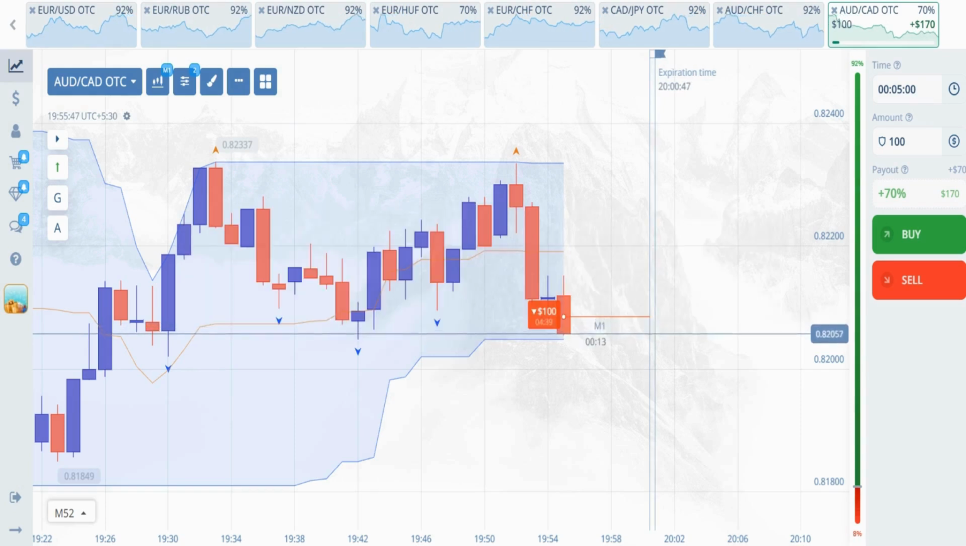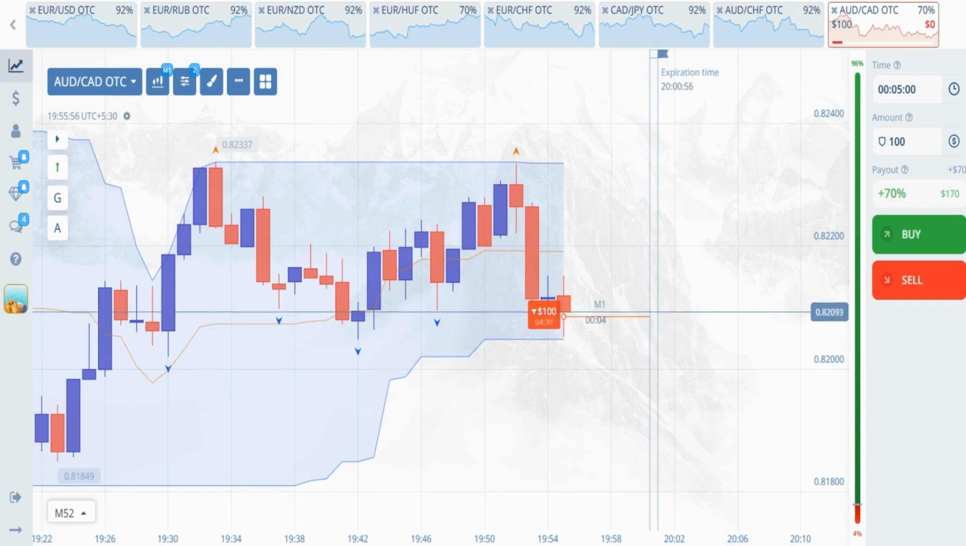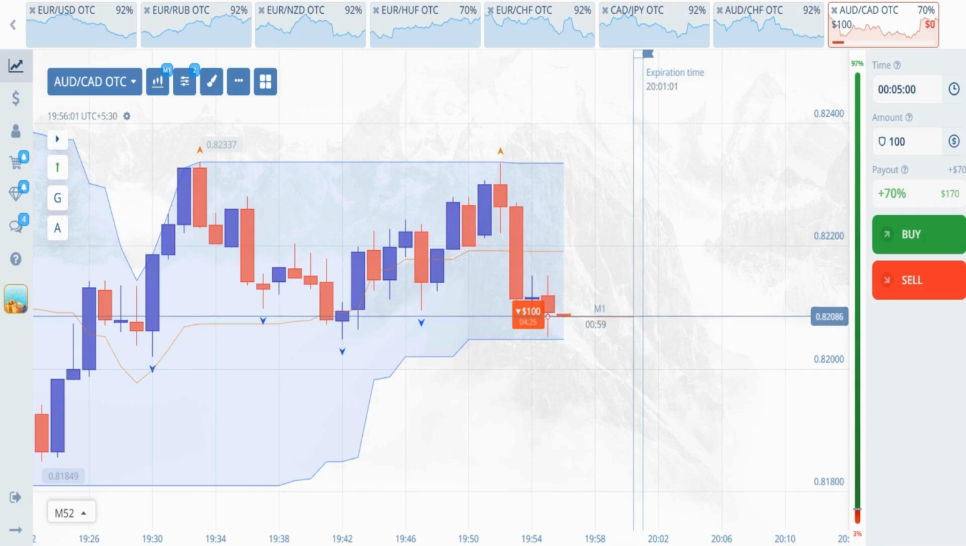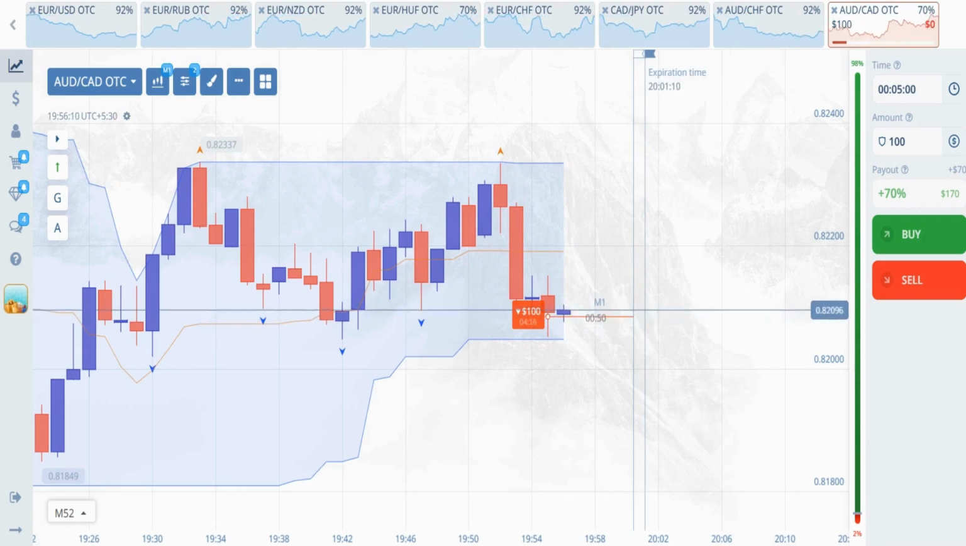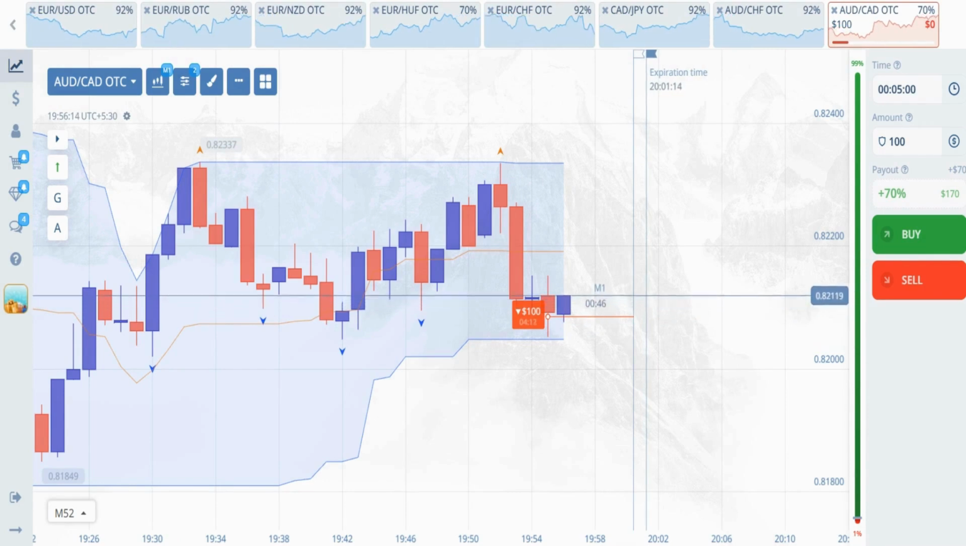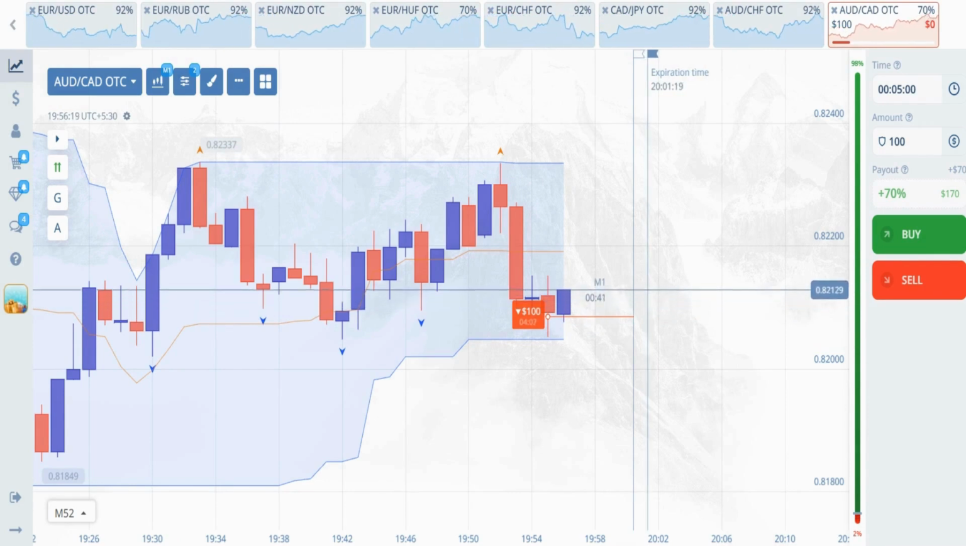I'll explain the settings for both indicators later in the video, so make sure to watch till the end to fully understand how the strategy works. Watching only parts of the video could cause confusion, and you might miss key details. So stick around to get the full picture and test the strategy with confidence.